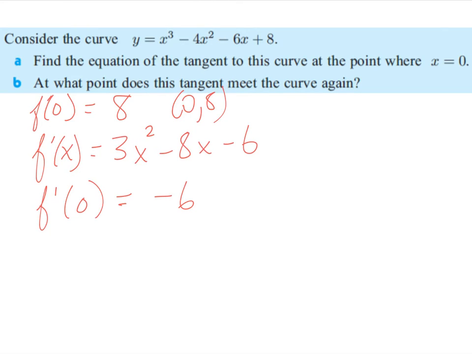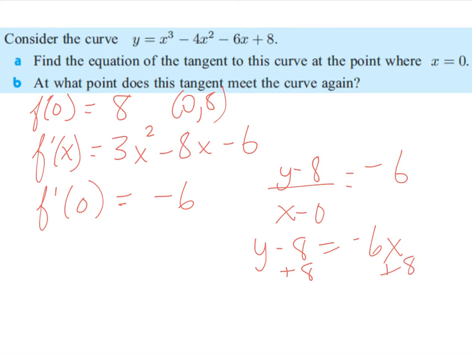Now we simply plug it into our tangent equation. So we get y minus 8 over x minus 0 equals negative 6. So we get y minus 8 equals negative 6x. Add 8 to both sides, and we get y equals negative 6x plus 8. So that is the equation of our tangent line.